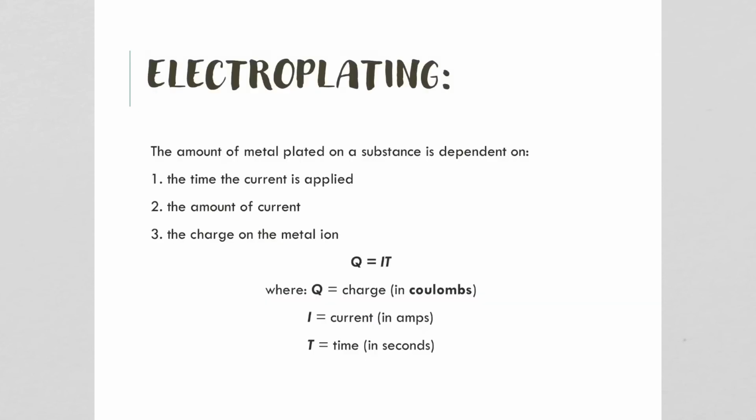Now, when you're electroplating, the amount of metal that's plated onto the substance is dependent on 3 things: the time the current is applied, so how long you run the electroplating process for, the amount of current that you're applying to the cell, and finally the charge that's on the metal ion. We can actually use a formula to take a look at that. Q is the charge in coulombs, I is the current in amps. You will remember that from grade 9 when we studied electricity. And t is the time in seconds.